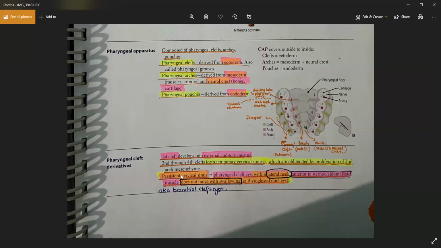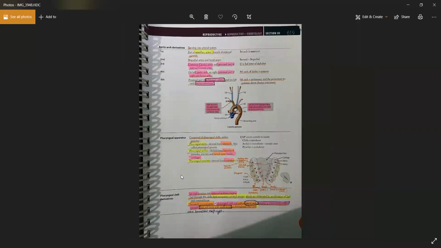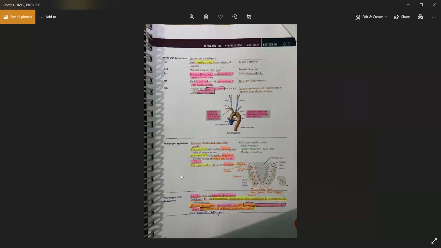And then the dermoid cysts can occur anywhere, right? They don't have to be superior or lateral. Yes, it can occur anywhere in the midline neck. Okay, thank you. So any more doubt on this page?